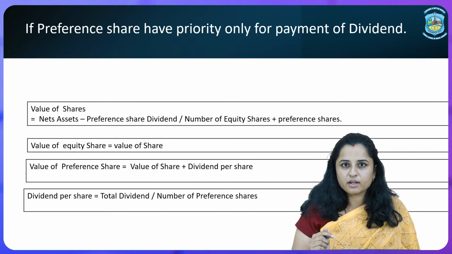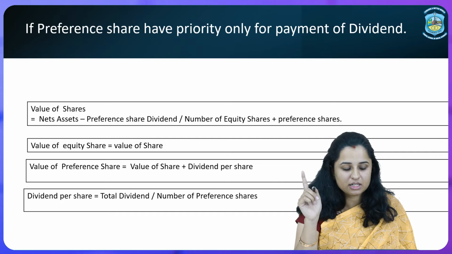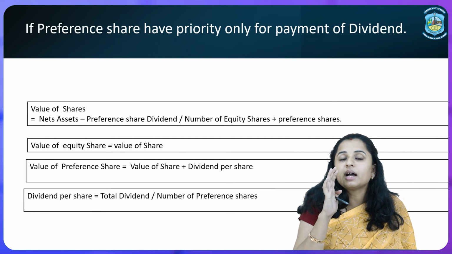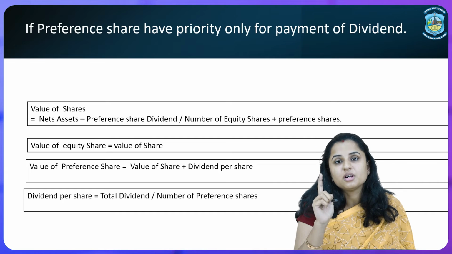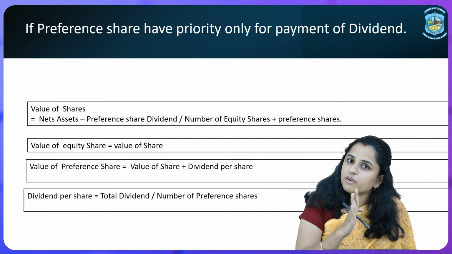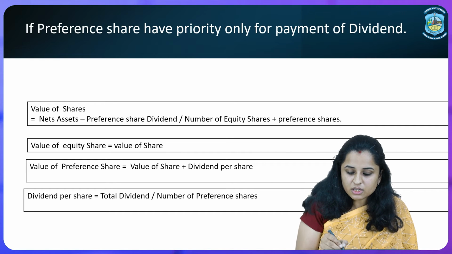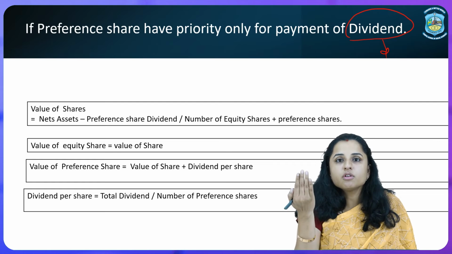Moving to the last situation that we have, if preference shares have priority only for the payment of dividend, that means the payment of dividend is treated as an external liability. So how will you calculate? This time you will not calculate the value of equity, you will calculate the value of a share first, because capital of equity and capital of preference is treated as par. It is just the situation that the dividend of preference share will be paid in addition to them.